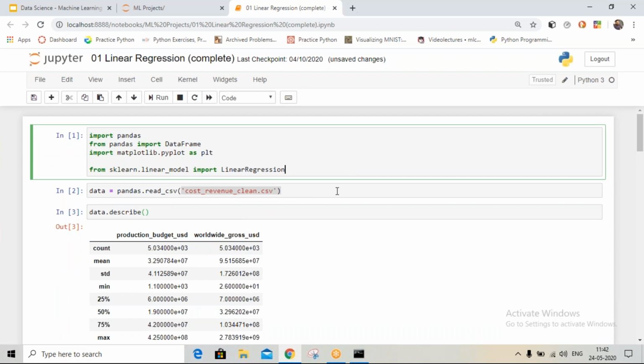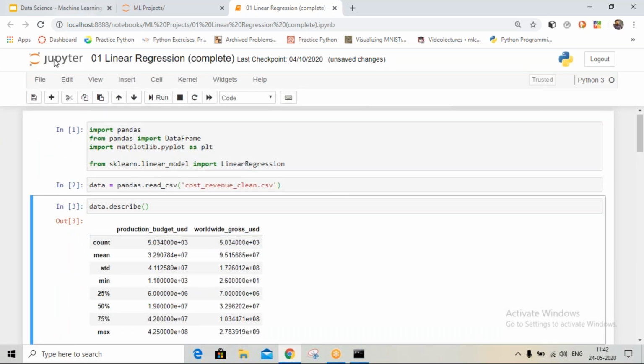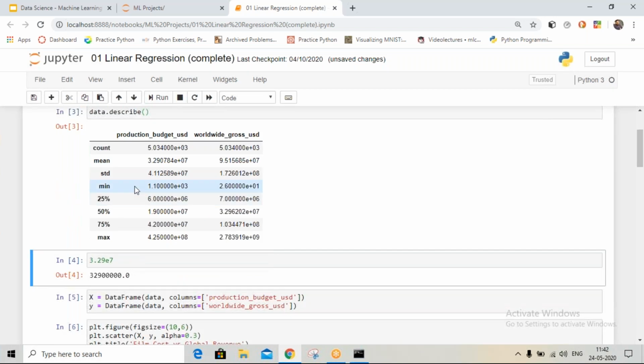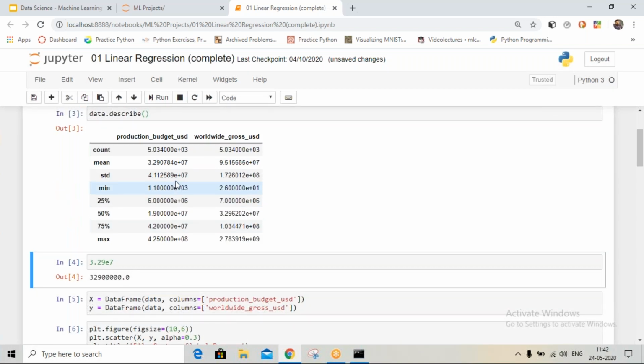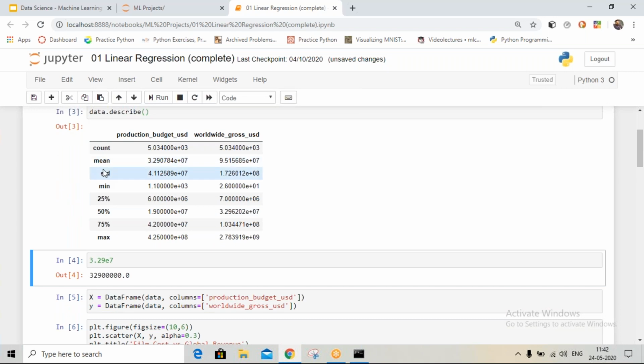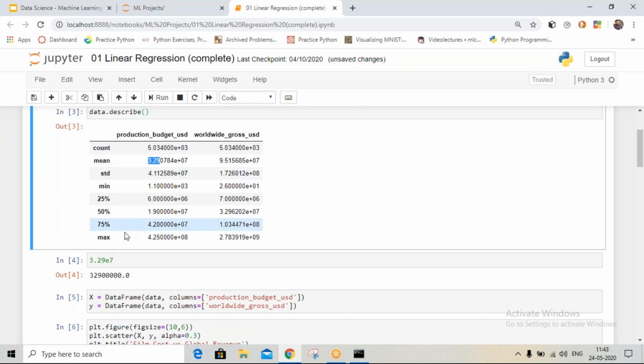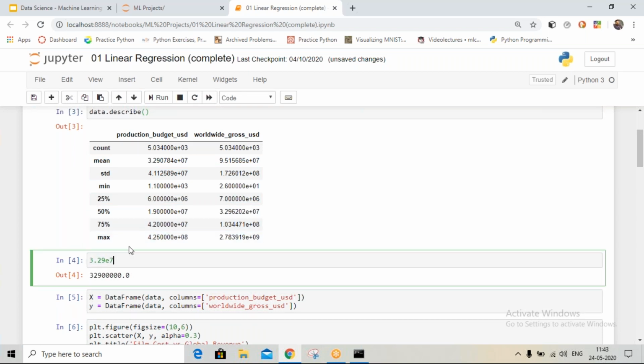First of all, I'm trying to read my data. My data is available in this CSV file, and I'm using the read_csv function of Pandas, and then I'm running describe. This describe function gives me the summary of my data: the mean value, the standard deviation, minimum, 25%, 75%, all this information, and it gives it to me in scientific notation. If I want to find out, say, the mean production budget, it is in scientific notation, and I can convert it in this way. So this is the mean budget that I am getting.